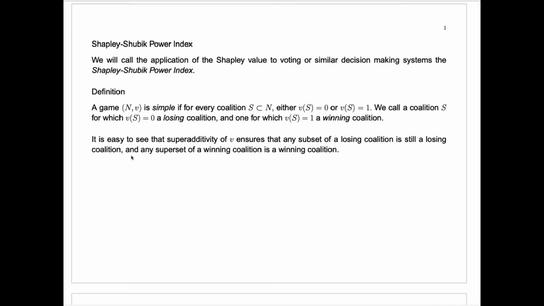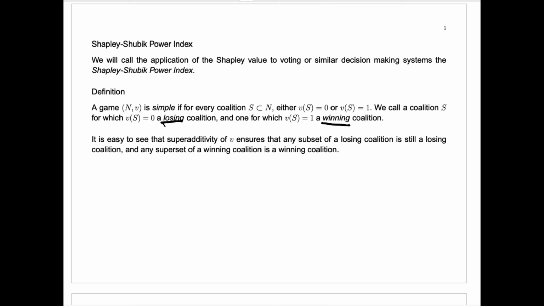We call a game, this is a game in coalitional form, N is the set of players, V is the characteristic function. We call a game simple if for every coalition, the value of that coalition is either 0 or 1. A coalition which has value 0 is called a losing coalition. A coalition with value 1 is called a winning coalition.